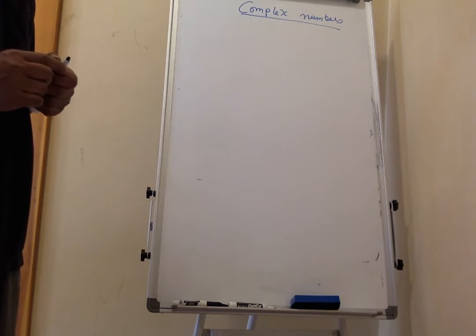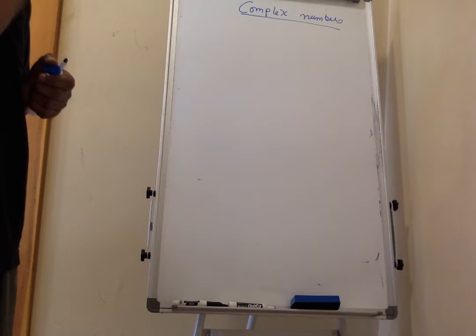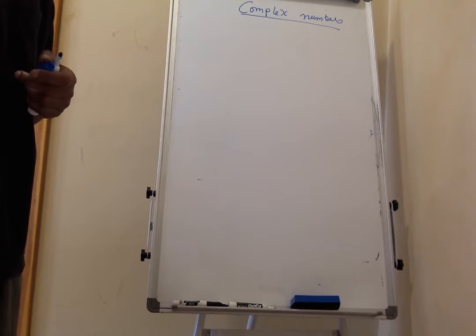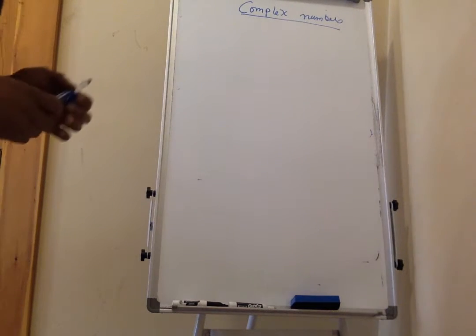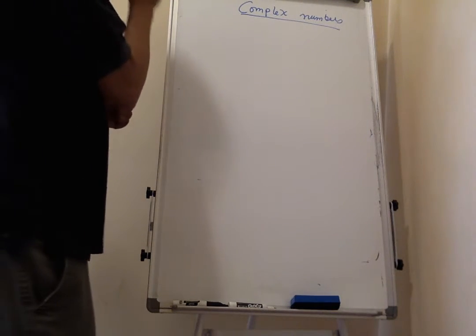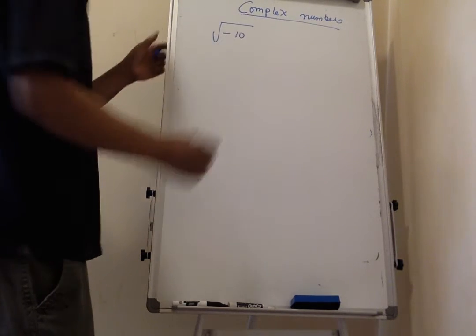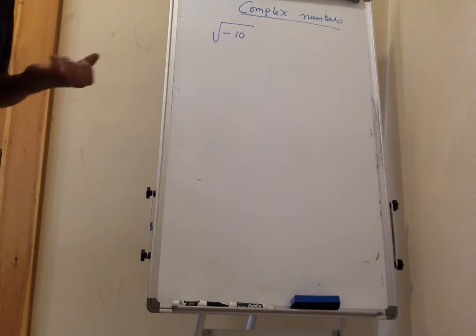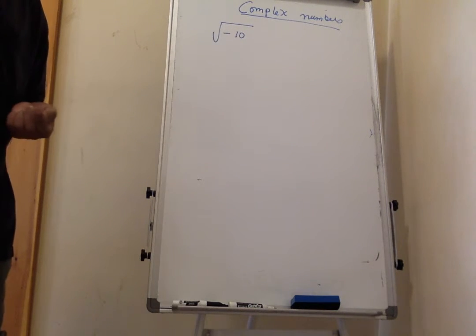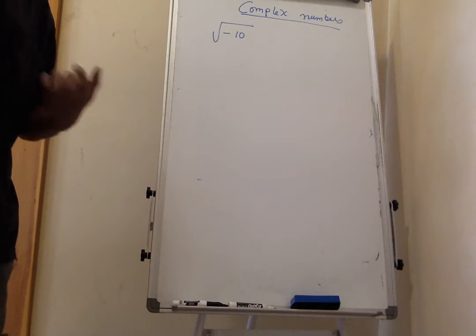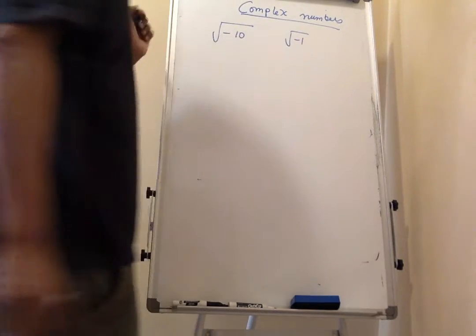Okay, so as promised, our session today will be on complex numbers. I think you have seen them, probably you have practiced them even in high school, because they're very popular concepts. So for instance, if I say the square root of negative 10, there is no number multiplied or squared by itself that would give us a negative 10. So it's not a real number. The square root of negative 1 is not a real number.